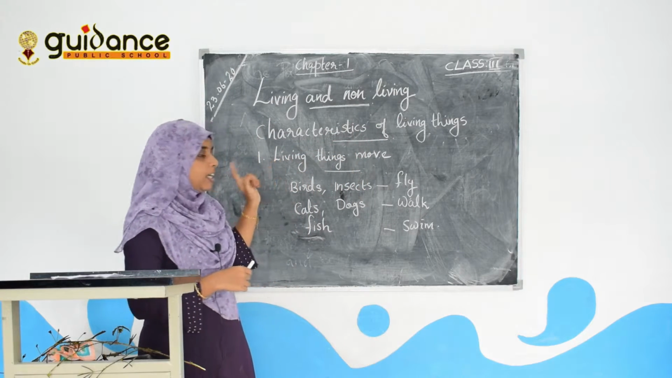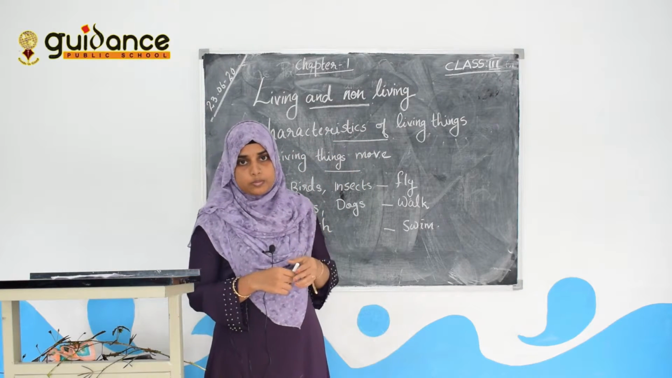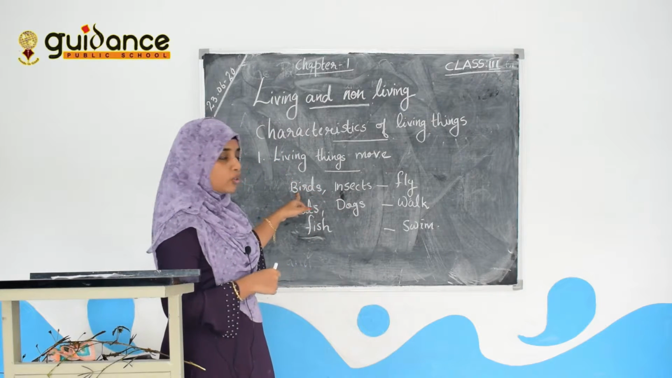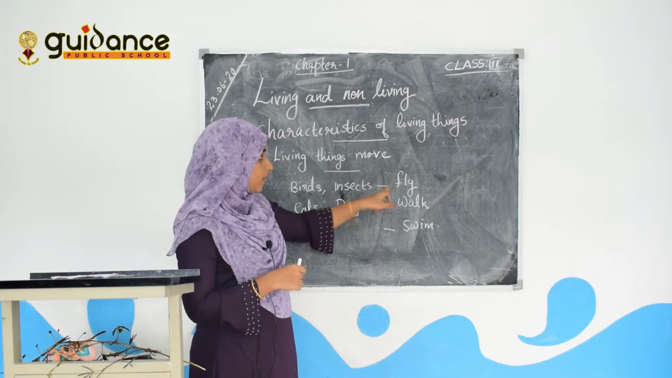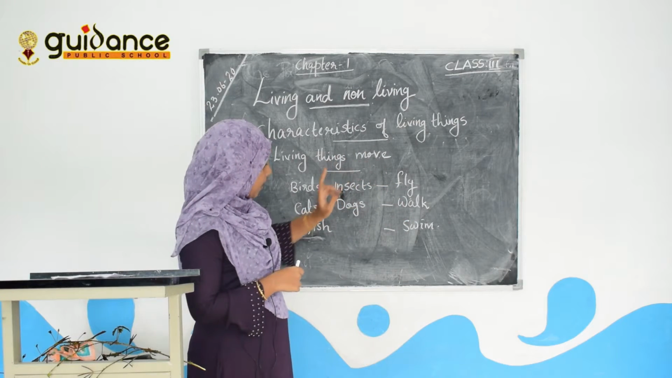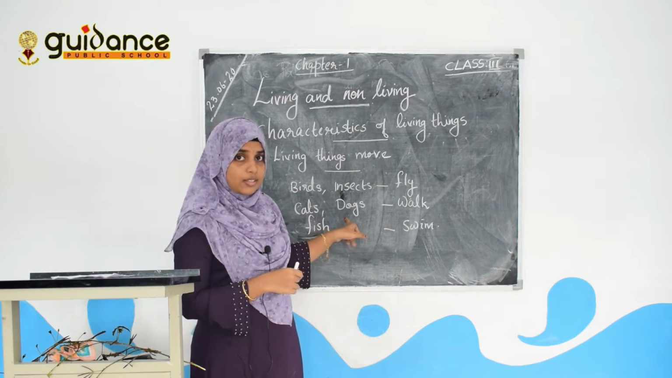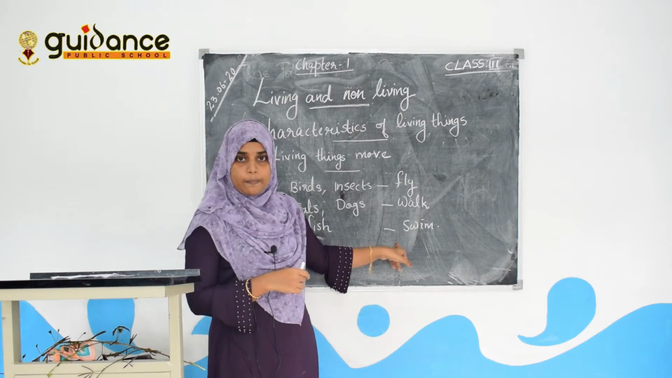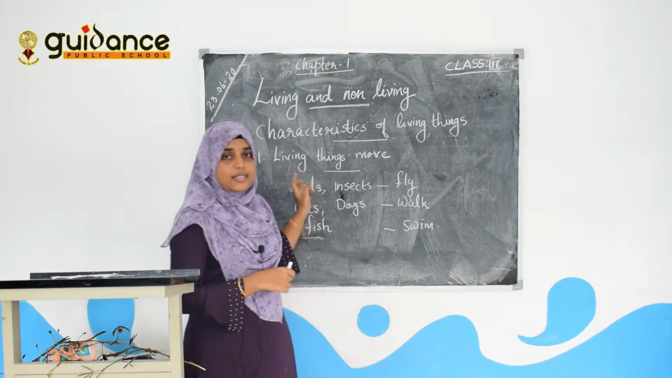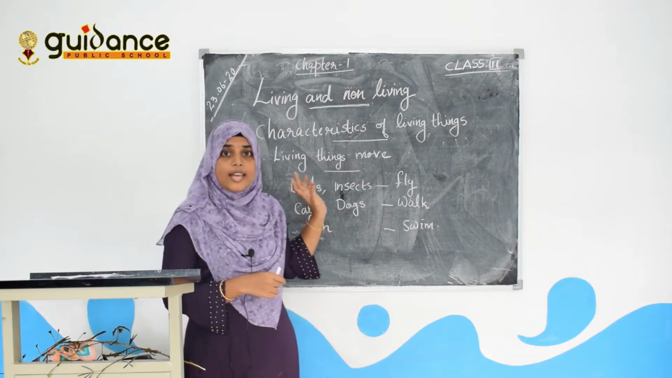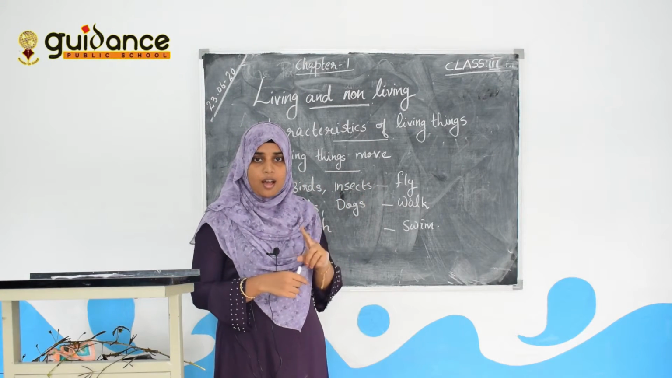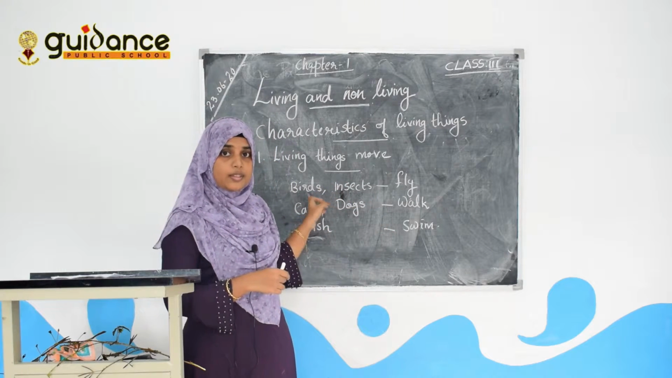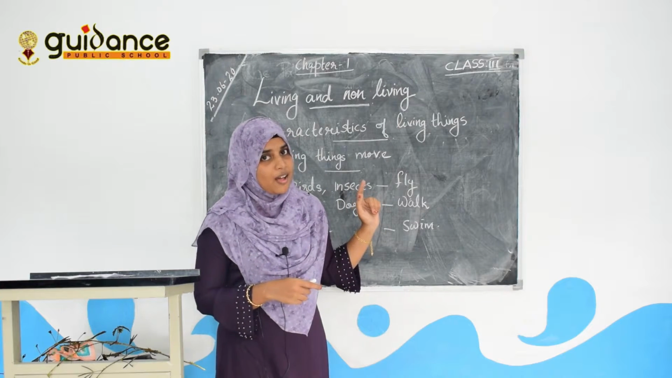First one, living things move. In the case of birds and insects, they fly. And in the case of cats and dogs, they walk. Fish swim. These animals move on their own because they have life.